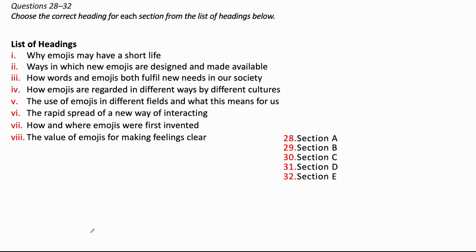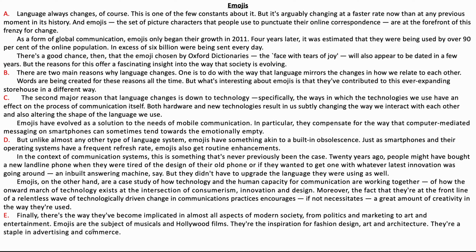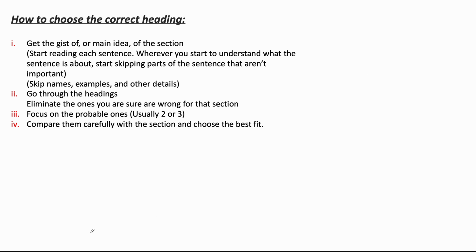And from these headings, we have to choose which heading works best for which section. An important thing to keep in mind is that one section may have more than one paragraph. So when we are looking for a heading, we have to take all the paragraphs of the section into account. For choosing the correct heading, we need to get the gist or main idea of the section.